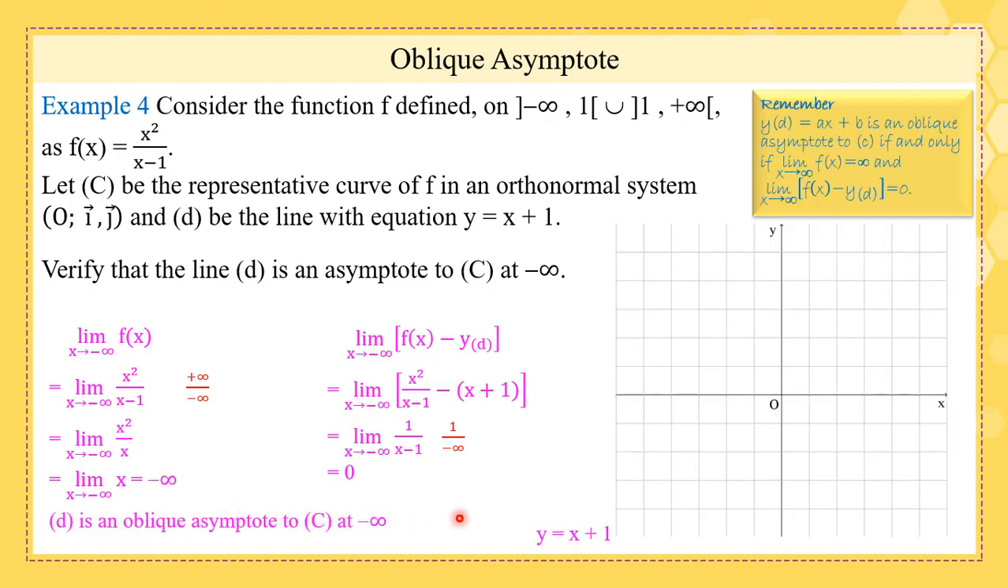Now let's see it graphically. Well, we have the line y equals x plus 1, and we have the curve. The meaning of an oblique asymptote is that when x tends to minus infinity, the distance between the line and the curve tends to 0. They are going to be very close to each other.